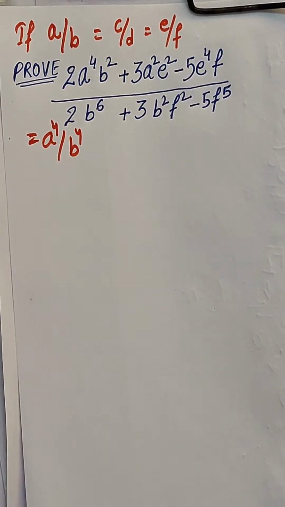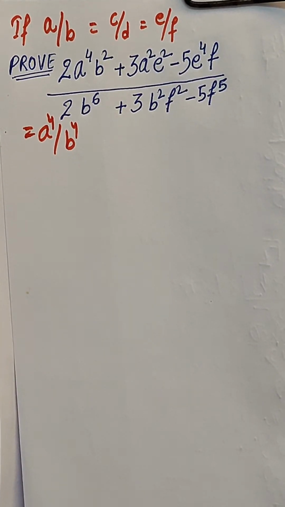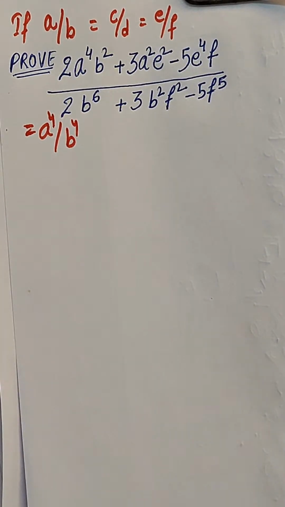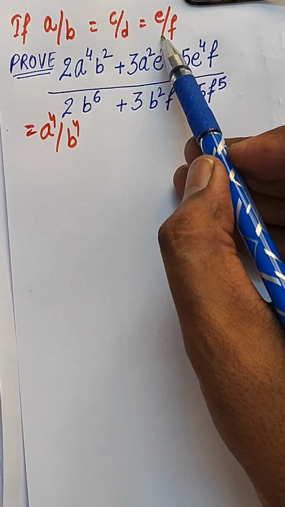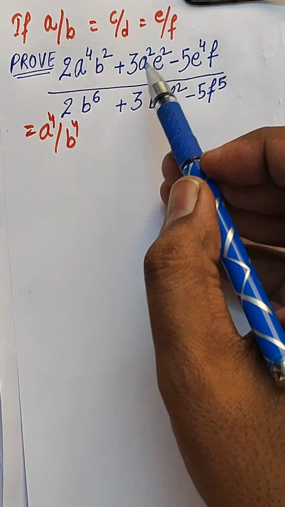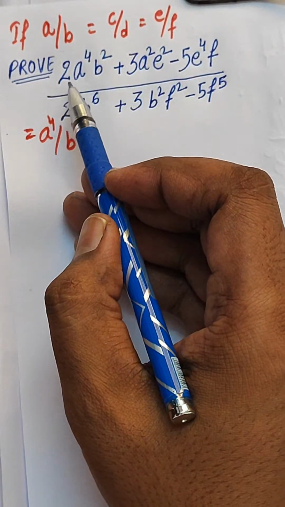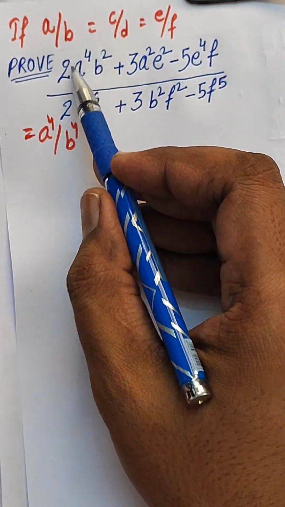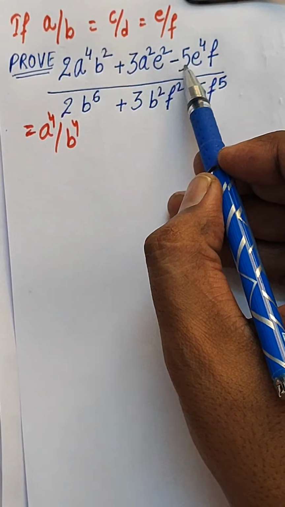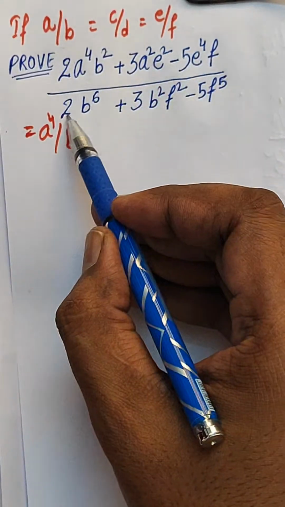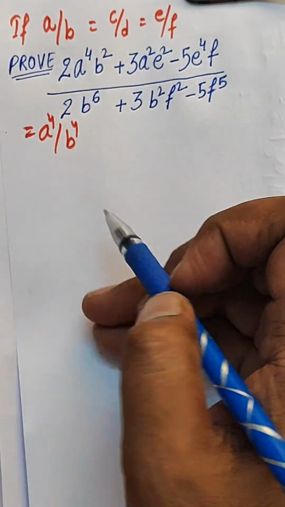So in today's session, we are taking two questions from factorization. The question is given to us as shown. It's given that if a/b = c/d = e/f, then we need to prove that the value of the given expression (2a^4 b^2 + 3a^2 e^2 - 5e^4 f) / (2b^6 + 3b^2 f^2 - 5f^5) is equal to a^4/b^4.